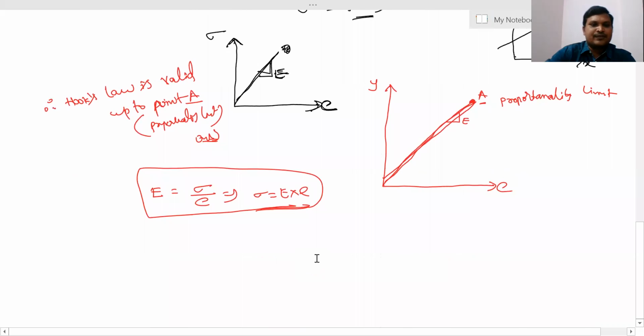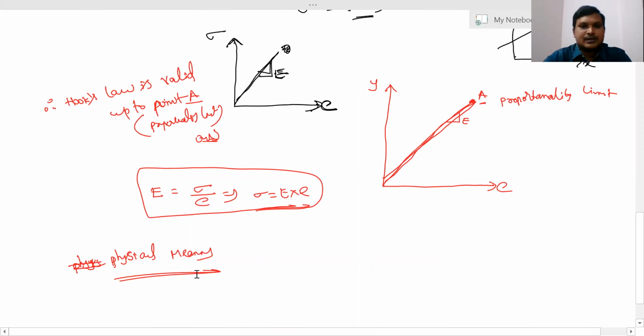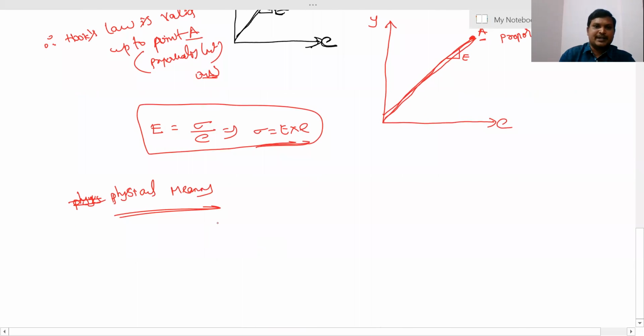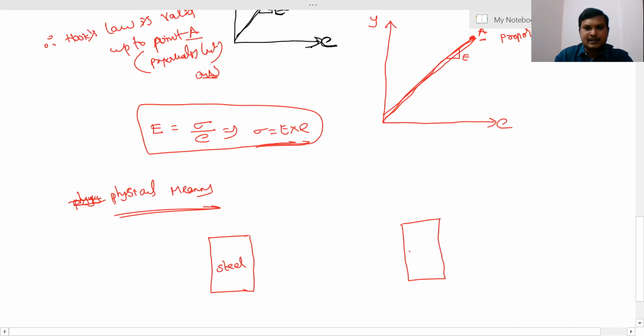So what is the exact physical meaning of Young's modulus? Let us take two different materials. This is material A, I'm taking this as steel. I'm taking two different materials with the same geometrical properties. This is rubber.